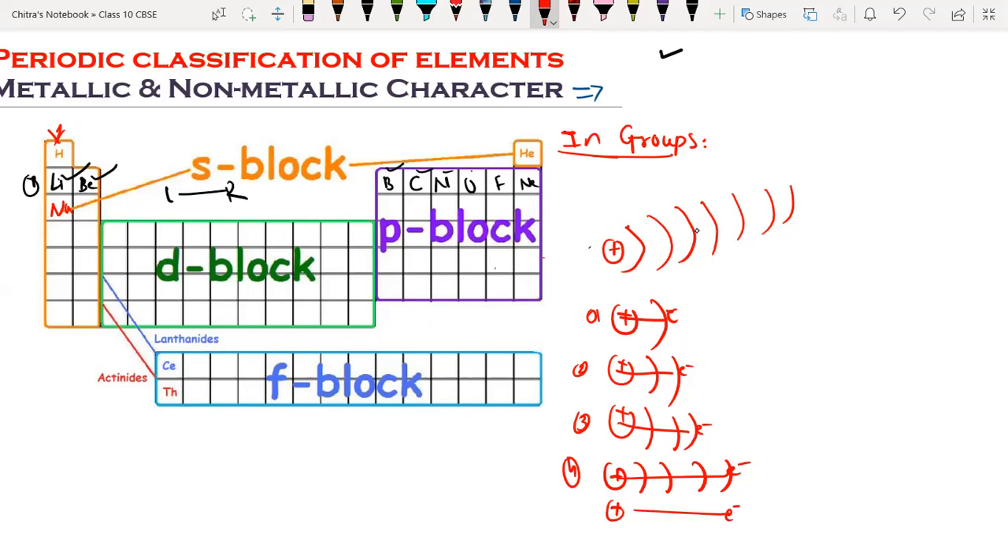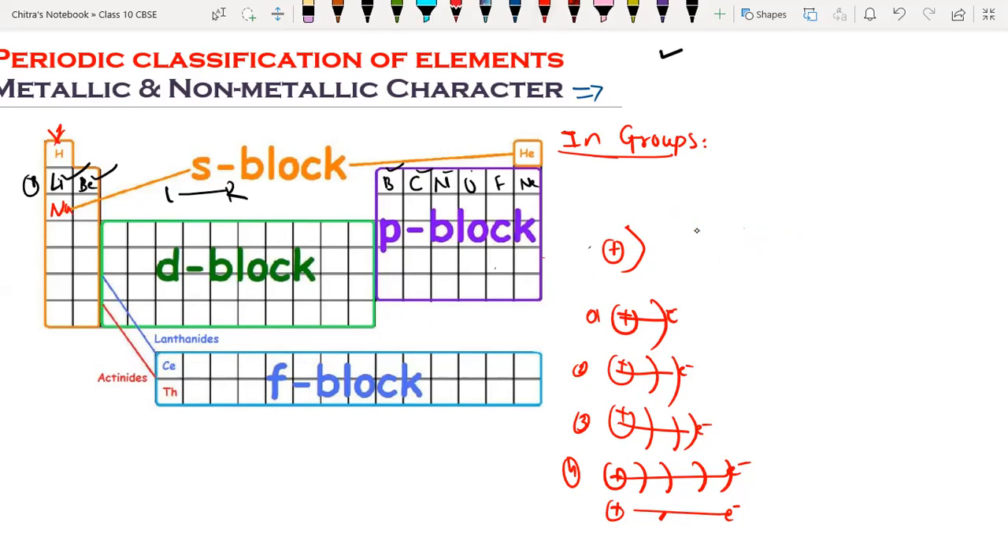Okay. So due to the increase in distance, the force of attraction between the nucleus and the outermost shell's electrons will keep decreasing. If it keeps decreasing all the time, it becomes very easy to lose an electron from the outermost shell of an atom. That means when we move top to bottom, the tendency to lose electrons increases, so metallic character increases. If metallic character increases, non-metallic character decreases. Understood the concept? Yes, sir.